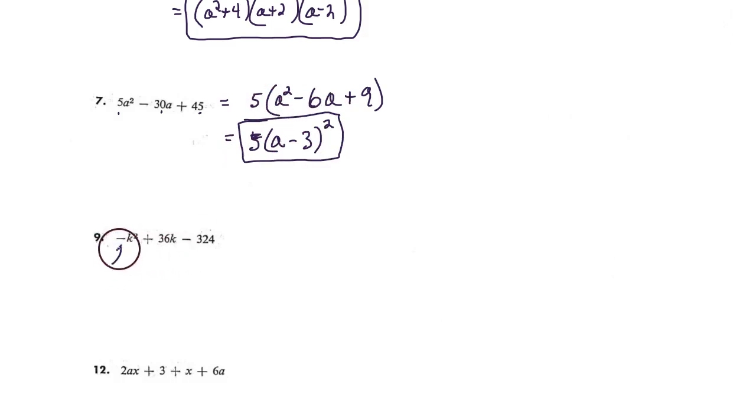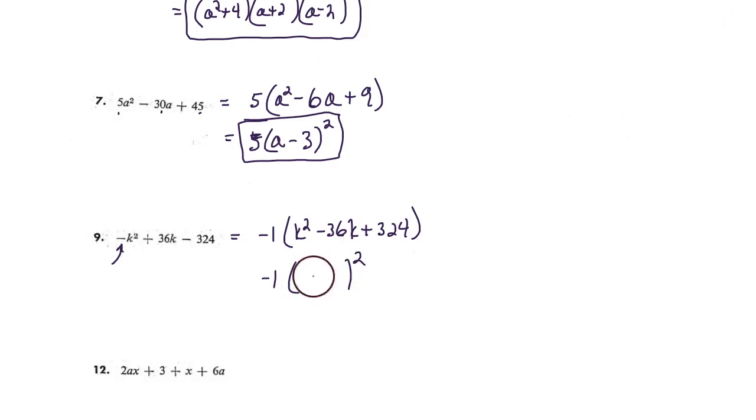Next one, number 9. Because the leading coefficient is negative, you automatically start by factoring out a GCF of negative 1. Then you look in the parentheses to see if it's a special pattern. And it is. It is a perfect square trinomial, just like number 7 was. So the square root of k squared is k. The square root of 324 is 18. And, whoops, sorry about that plus sign, is 18. And because the middle term is negative, you put a negative.